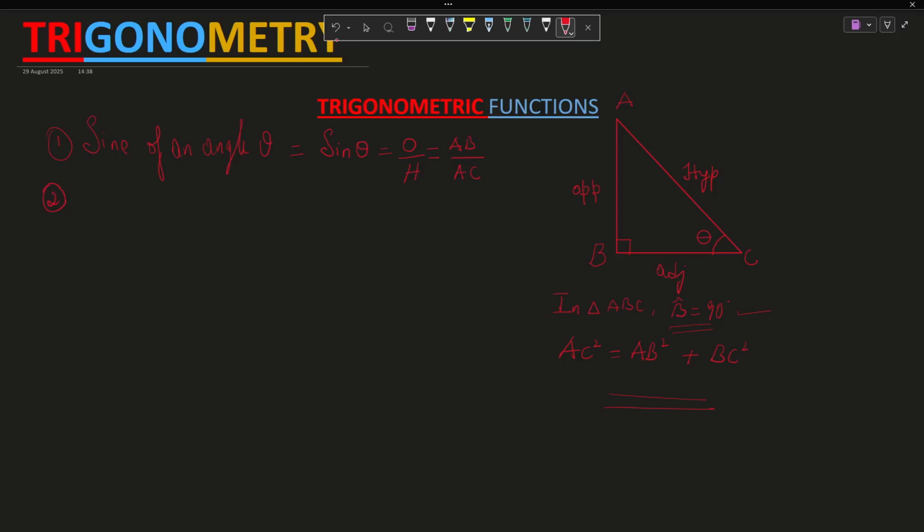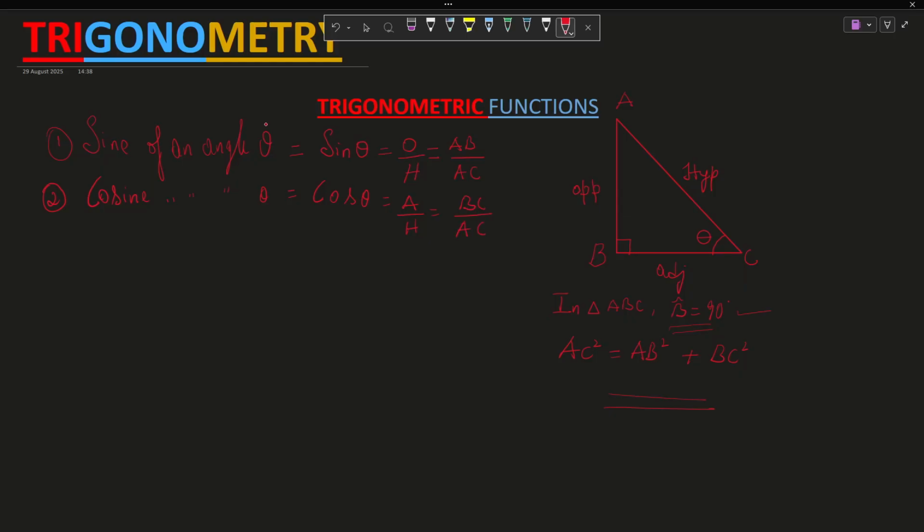Coming to the next part, the second trigonometric function is called cosine theta, C-O-S-I-N-E. Cosine of an angle theta is referred to as cos theta, or if you want to write it in 3 separate letters, C-O-S, cos theta. Cos theta is going to be adjacent side divided by hypotenuse. So what is going to be the adjacent side? Adjacent side is BC. Hypotenuse is going to remain the same, that is AC.